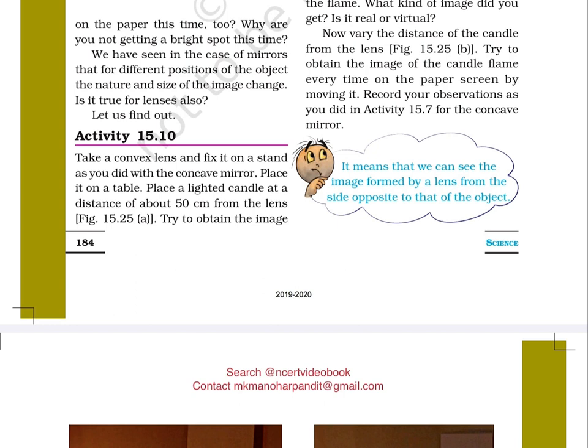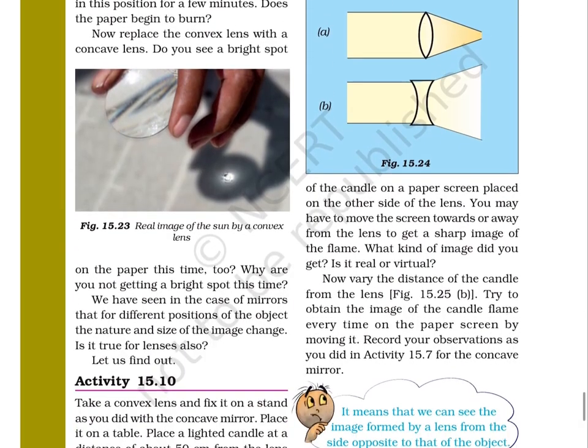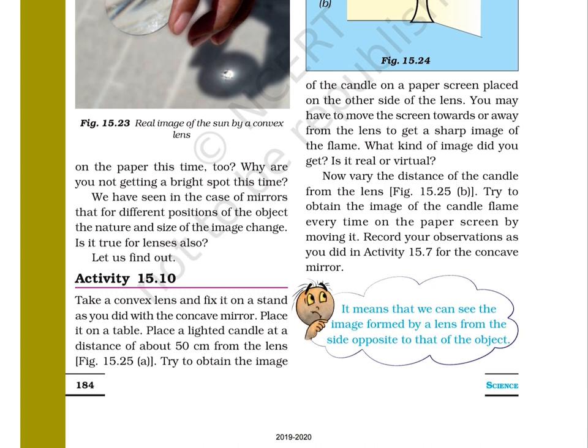Try to obtain the image of the candle on a paper screen placed on the other side of the lens. You may have to move the screen towards or away from the lens to get a sharp image of the flame. What kind of image did you get? Is it real or virtual?